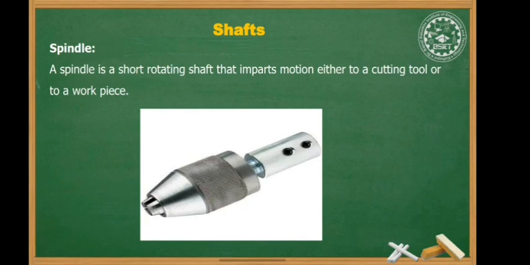Next type of shaft is spindle. This is the spindle, which is a short rotating shaft that imparts motion either to a cutting tool or to a workpiece. Generally you can find such elements in a drilling machine. In a drilling machine, in one part you can find one element like this and the drill is mounted here. This is nothing but spindle. Such type of machine element is used in all machine tools such as small drive shafts of a lathe machine or spindle of a drilling machine.